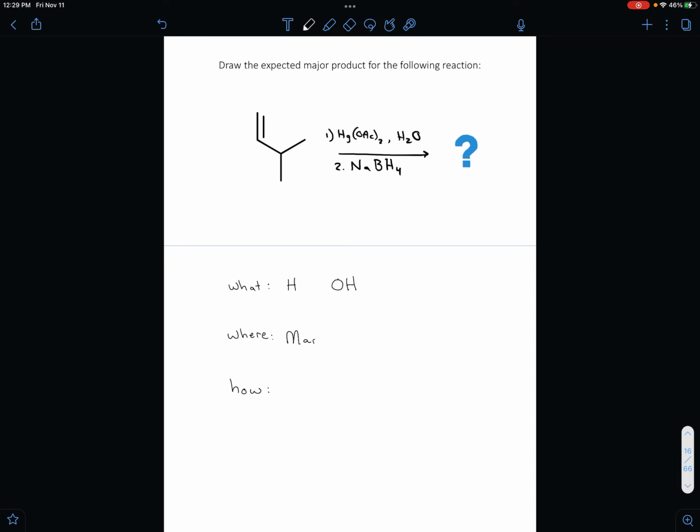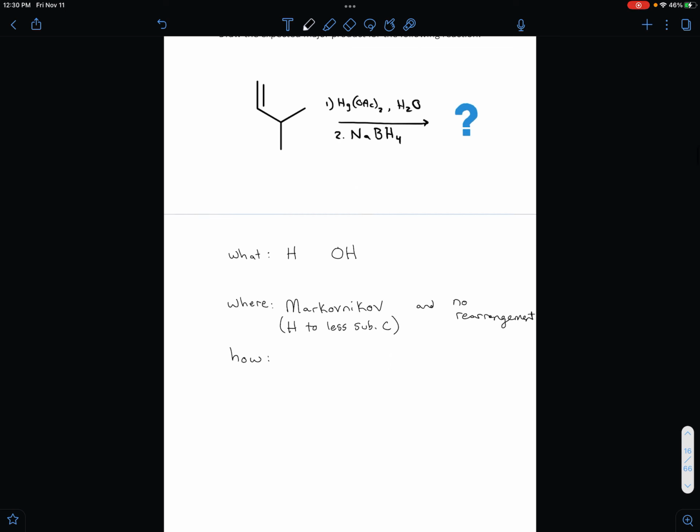It's Markovnikov addition, which means that the hydrogen will go to the less substituted carbon. And there's no rearrangement in this case. No rearrangement. So thank goodness we don't have to worry about that.